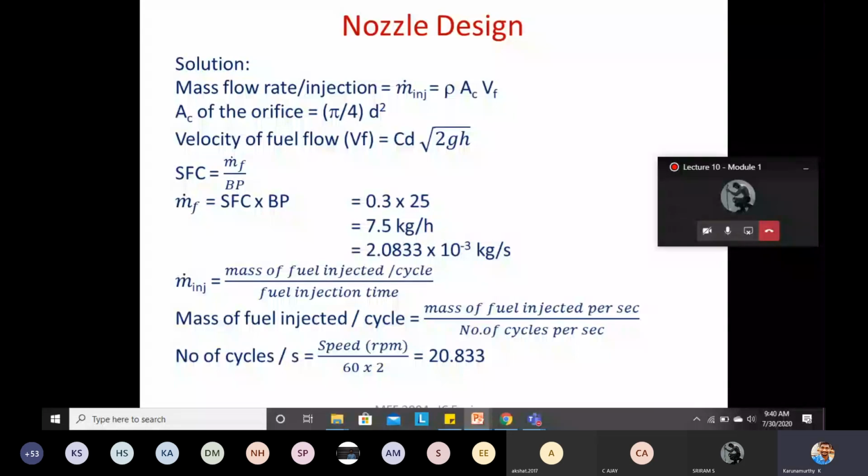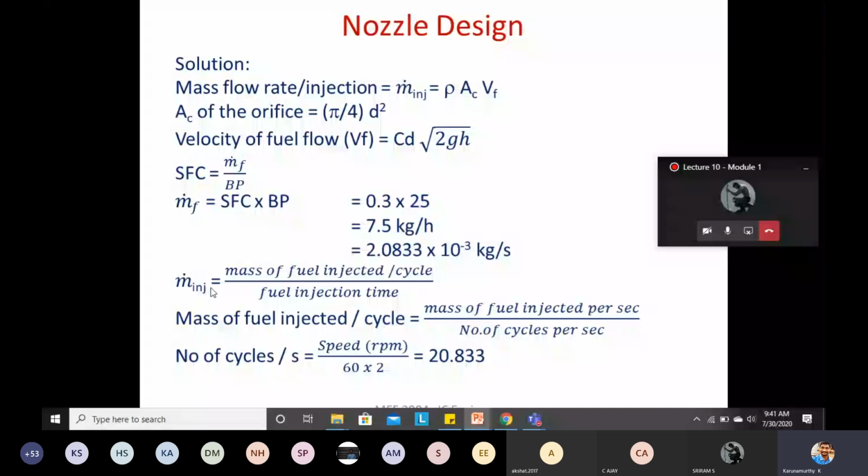Yes, sir. If you convert this into kg per second, you have to divide it by 3600. So this much quantity of fuel per second is being injected. This is the total mass flow rate. I want the mass flow rate per injection, so the mass of fuel injected per cycle divided by the fuel injection time will give you the fuel injected per injection per unit time.